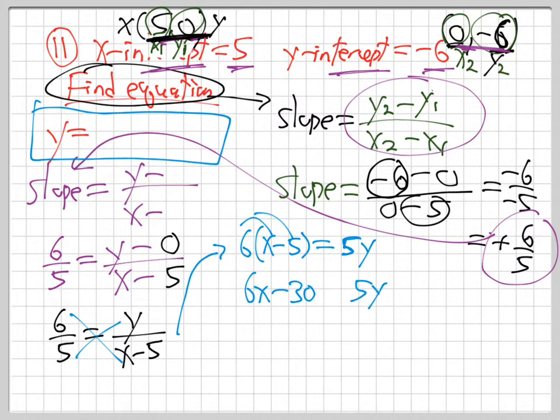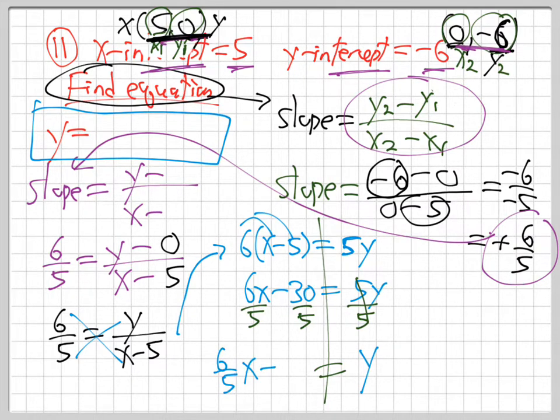What do I do to finish getting y alone? There's the wall. Y saying, I want to be alone. What do we do to get y alone? Divide by 5. All the way through. So, y equals 6/5 x minus 30 divided by 5 is 6. And there we go.